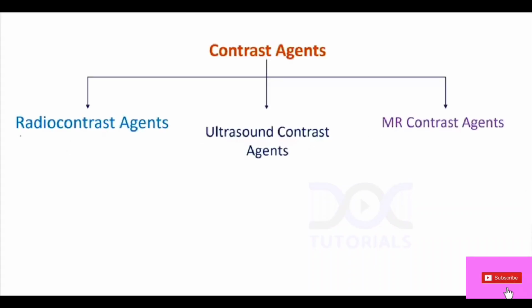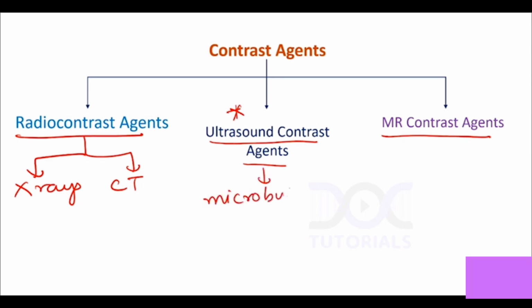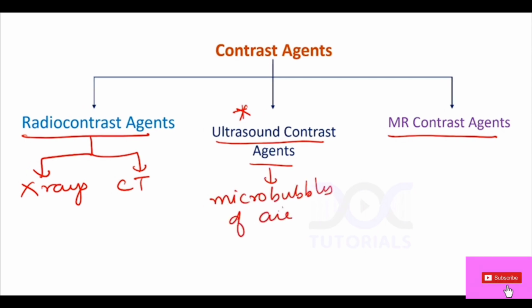The contrast agents. Contrast agents can be either radio contrast agents, ultrasound contrast agents, or MR contrast agents. The radio contrast agents are used in X-rays as well as CT scan. These radio contrast agents can be barium or iodinated compounds, and these can be either positive contrast agents or negative contrast agents. The ultrasound contrast agents are micro bubbles of air. Whereas the most commonly used MR contrast agent is gadolinium.